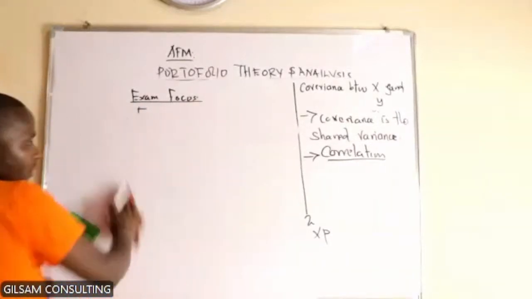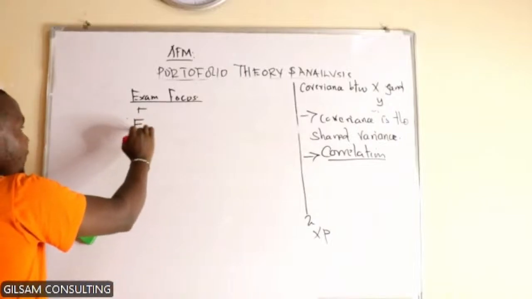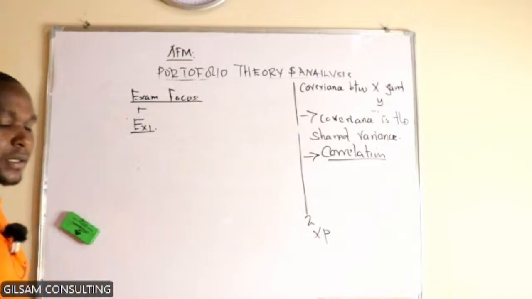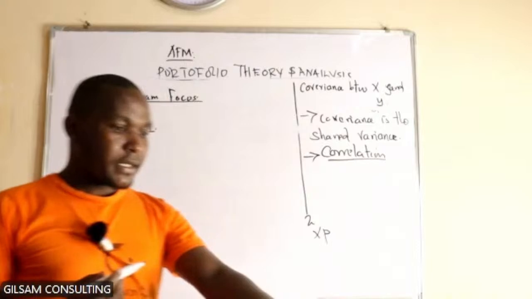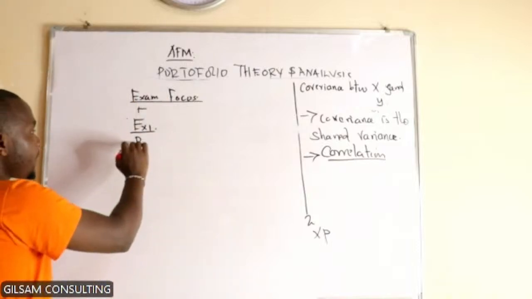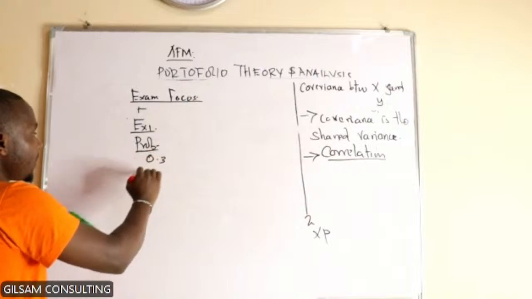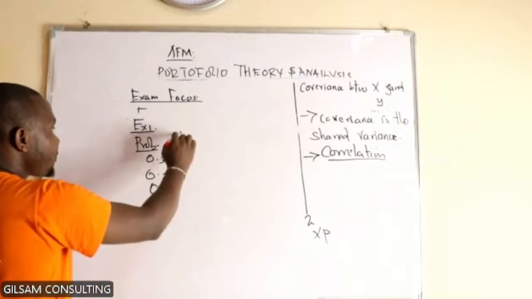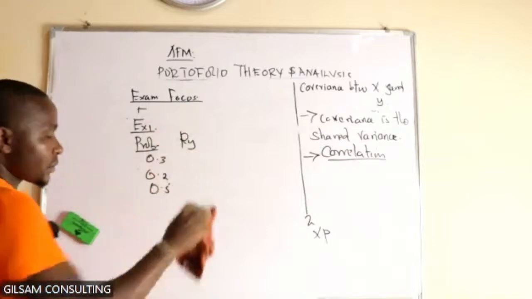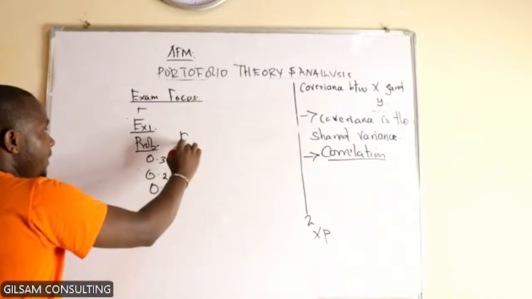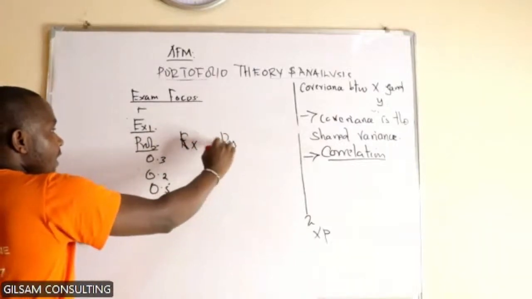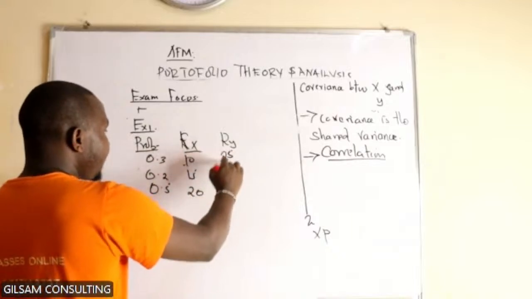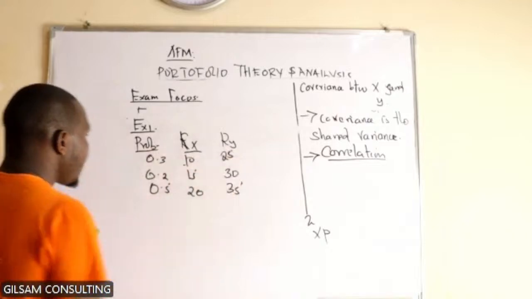Write Exercise 1. We have the projects with probabilities 0.3, 0.2 and 0.5. The returns in percentage for project x are 10, 15 and 20, and for project y are 25, 30 and 35.